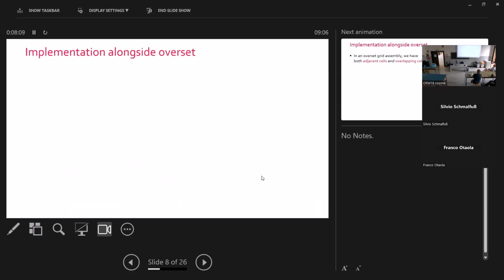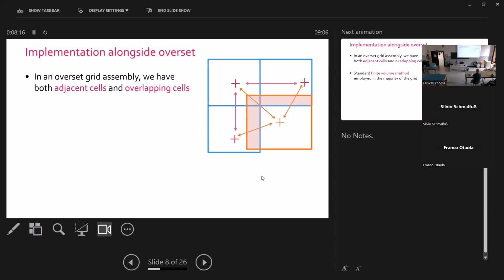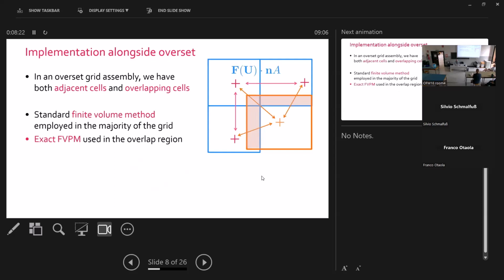What has this got to do with overset? So in an overset grid assembly, we have cells which are adjacent and we have cells which are overlapping, like here on the right. What I'm going to do is employ the standard finite volume method in the majority of the grid. In the overlap region, we're going to directly calculate the flux between the overlapping cells using the FEPM.